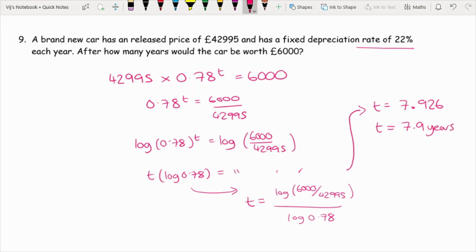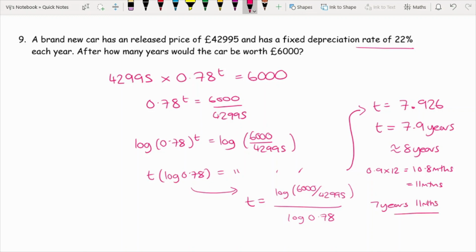Now again, I could write this as 8 years, or if I wanted to write it in months and years, then it would be 0.9 times 12, which is 10.8 months, which we can round up as being 11 months. So if I really want to be accurate, it would be 7 years and 11 months.